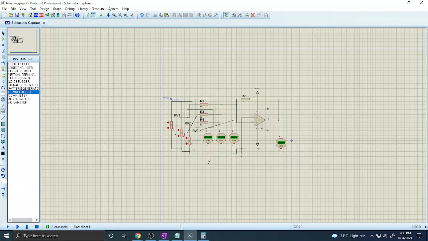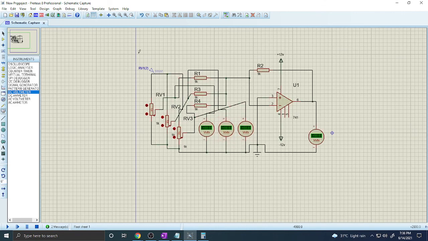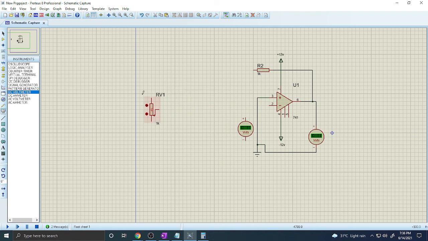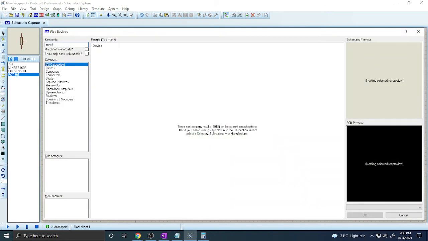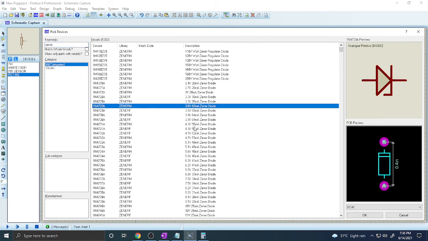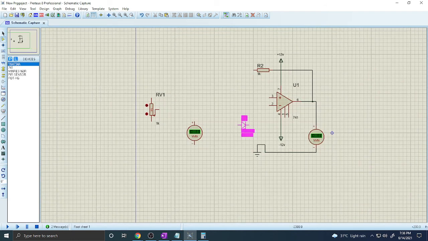And this circuit is also implemented in the Proteus environment. To study and implement this circuit, first of all we delete this component. One voltmeter is connected here, and here we take one Zener diode. Say a 5.6 volt Zener diode is taken, so our reference voltage is 5.6, which is why we used a 5.6 volt Zener, and this is connected to the non-inverting terminal. The other terminal is grounded.